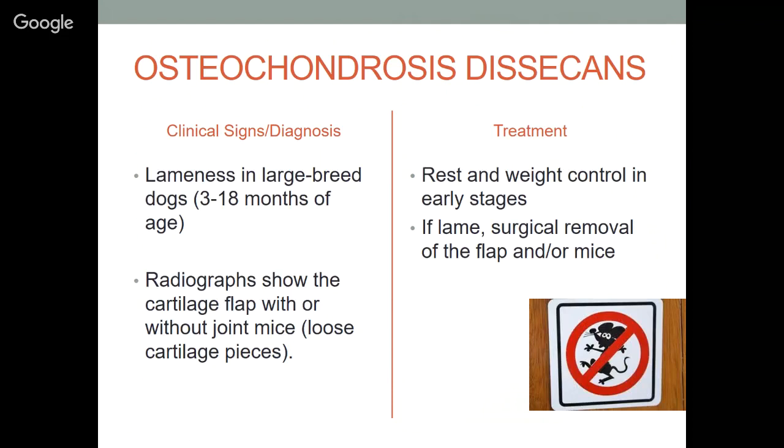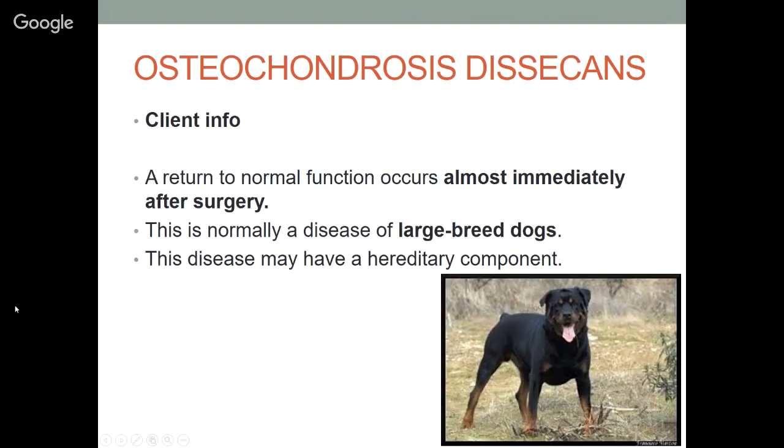Treatment: rest, weight control in early stages. If they're lame, we can do a surgical removal of the flap and or the mice. This is actually a very common disease in racehorses as well. So a return to normal function occurs almost immediately after surgery. Doesn't it return to you if you remove the stone from your shoe? Then it's practically just, you know, quickly go in, arthroscopy, clear it out, put them back outside to run around.